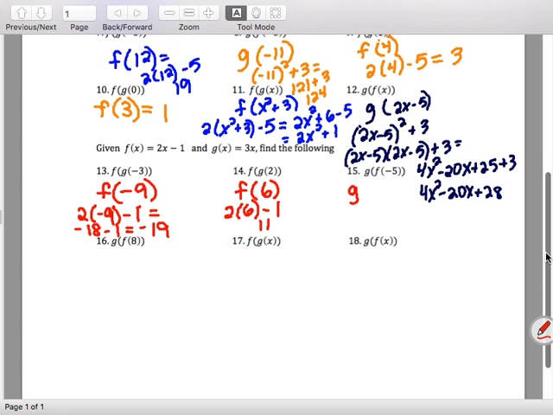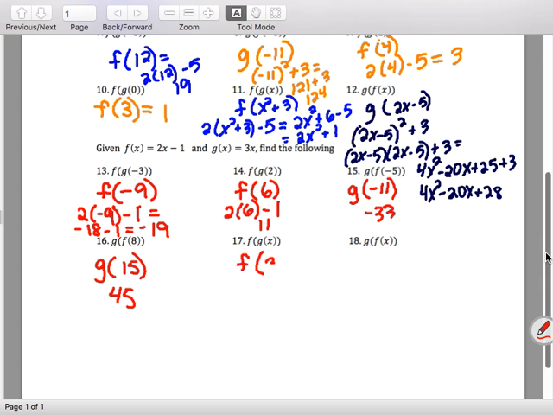Number 15, g of f of negative 5. That's negative 10 minus 1. That's negative 11. 3 times negative 11 is negative 33. So I can do these in my head pretty easily. You do as much as you can in your head. If you don't like that, then you do the work and show it. Number 16, g of f of 8. f of 8 would be 16 minus 1, so that's 15. g of 15 is 3 times 15, which is 45. Any questions with the numbers? All right, then let's try the last two.